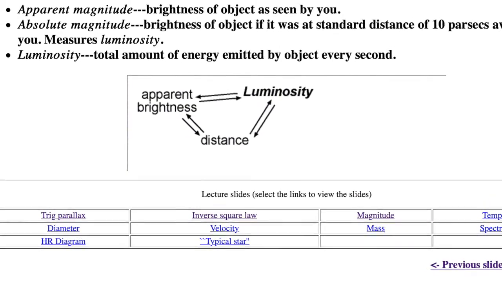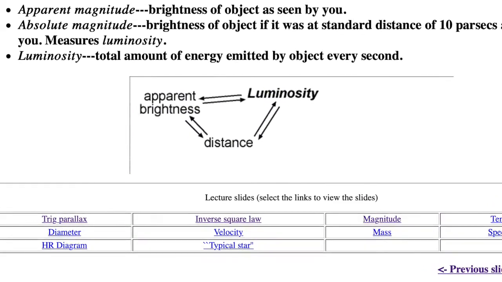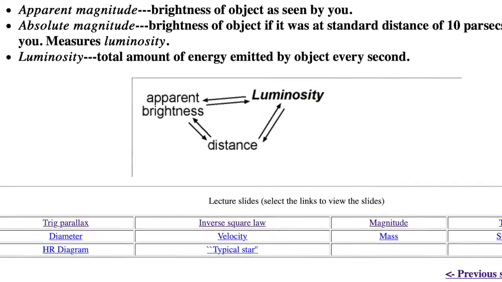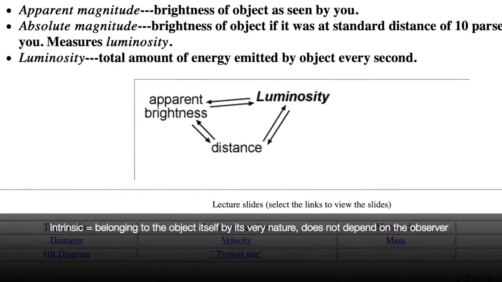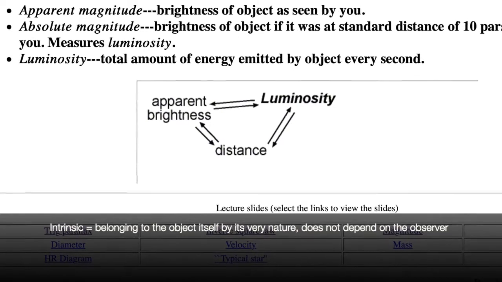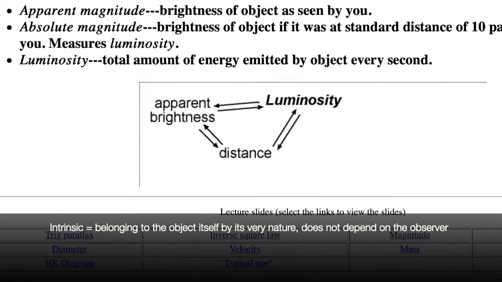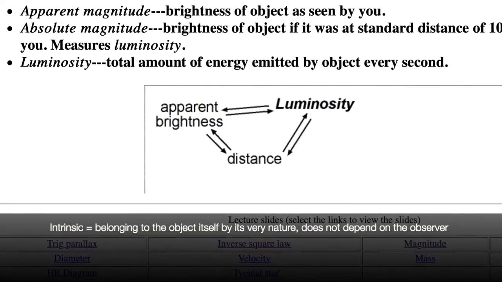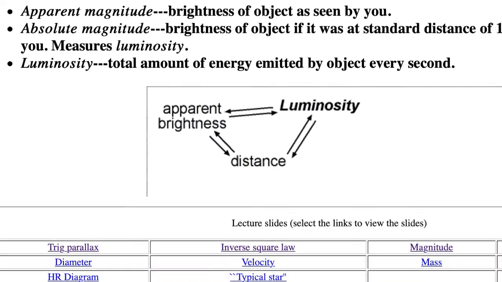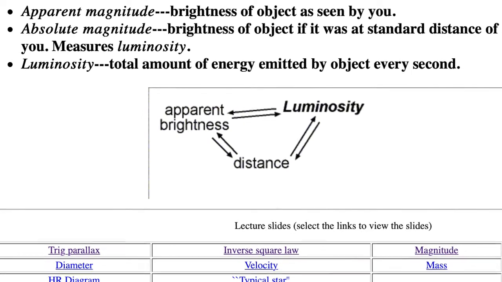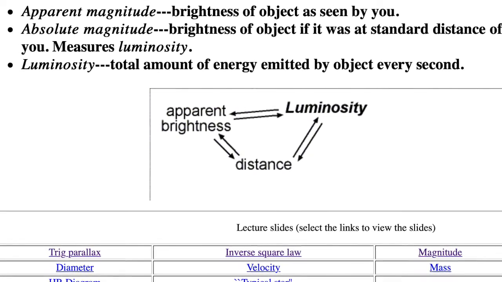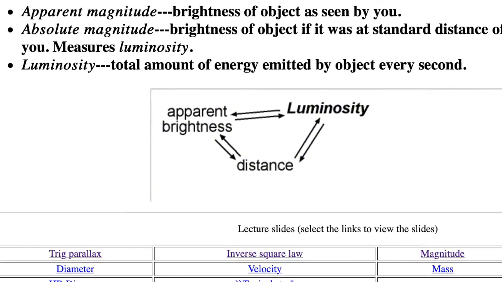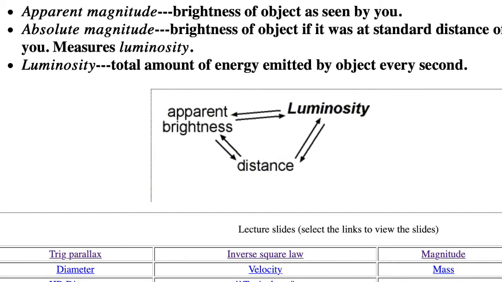It's wattage. In the textbook, I talk about intrinsic properties. Intrinsic means belonging to the object by its very nature. It does not depend on its environment or where the observer is. Luminosity is an intrinsic property. A 100-watt light bulb gives off 100 watts of light regardless of how far away it is from us.